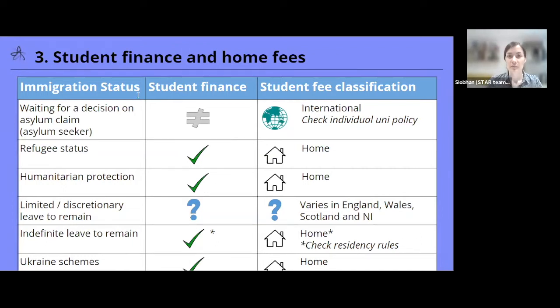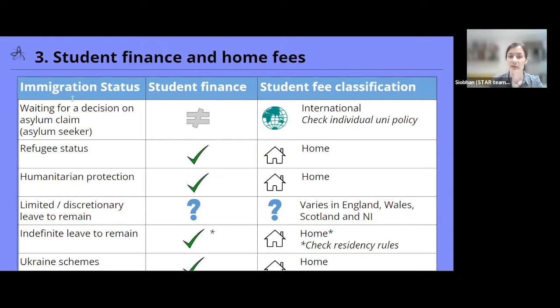This is the general picture. In the applicant pack, you have links to two websites in the section called Student Finance and Home Fees. You have links to two websites from UCAS and gov.uk. It's really important to check those websites for the detail because this is an overview, but the rules are quite complicated. So you need to check for your specific situation what exactly you are eligible for.